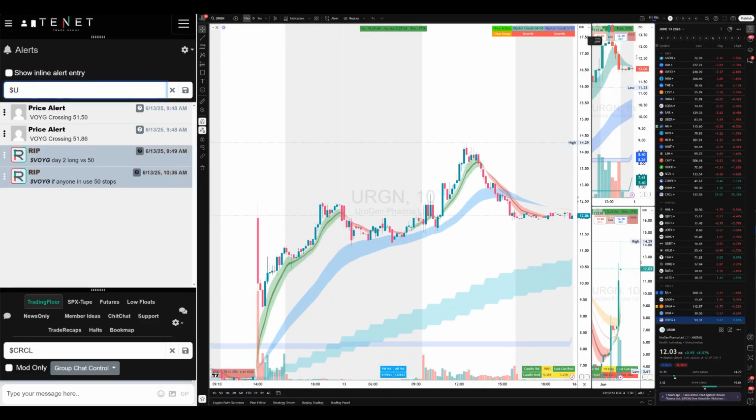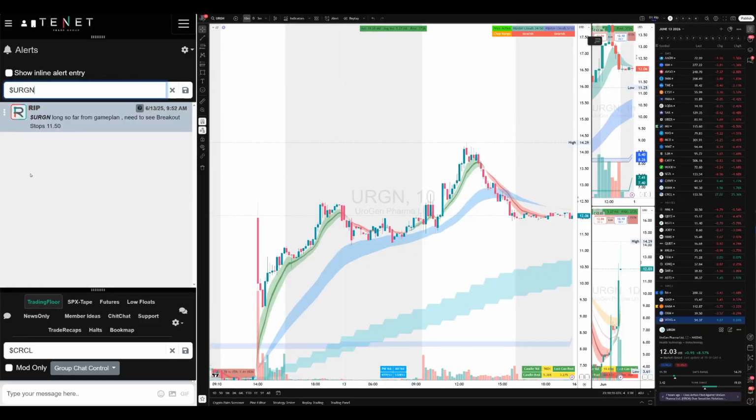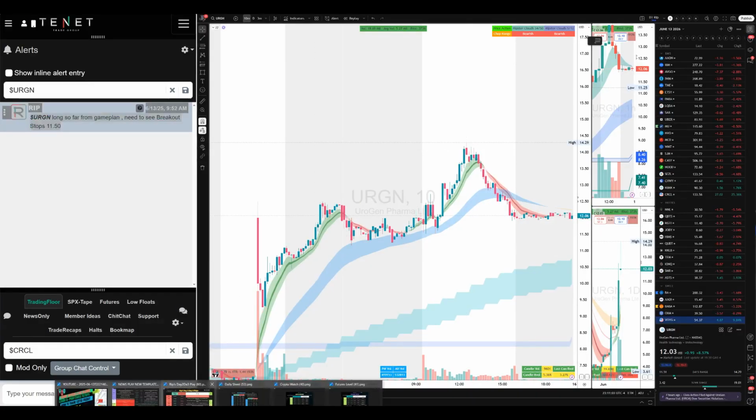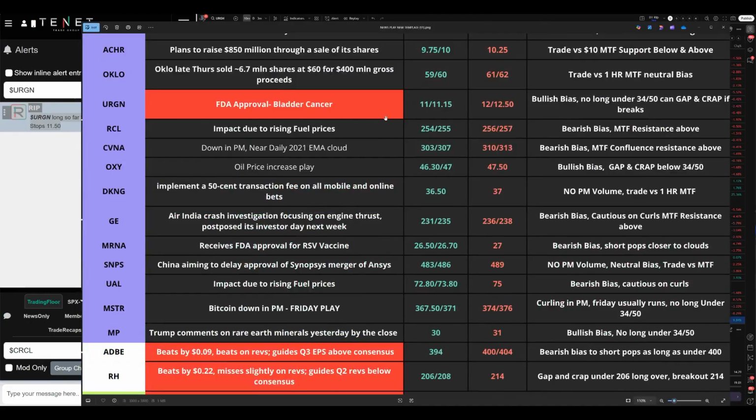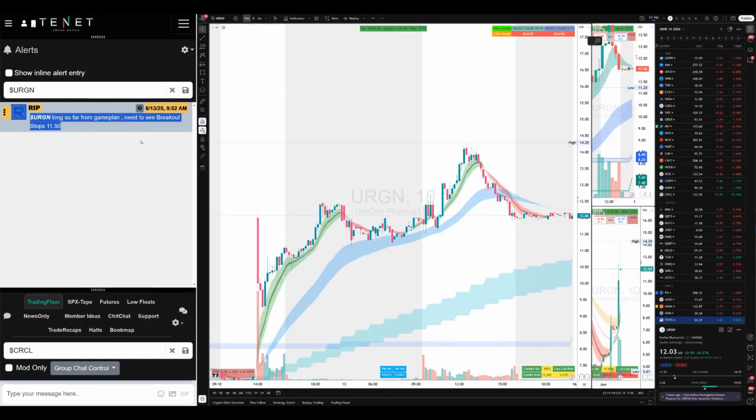I also mentioned Urgent, which was on our game plan: breakout 11.50. Once it broke out of 11.50, it ran to 14 bucks. Look here. Urgent bullish bias, no longer 34.50, but once it pushed that breakout level, you need to see the breakout.